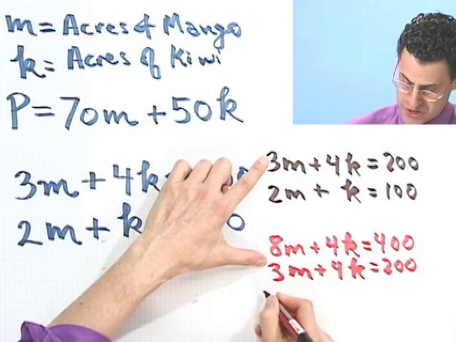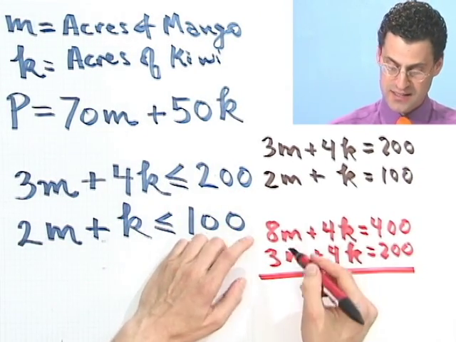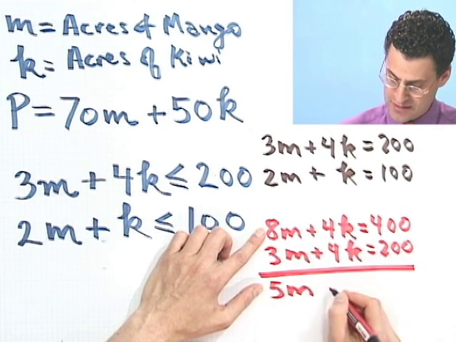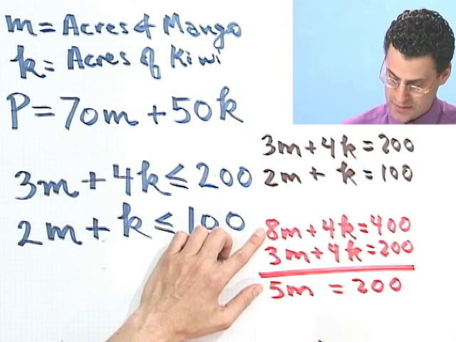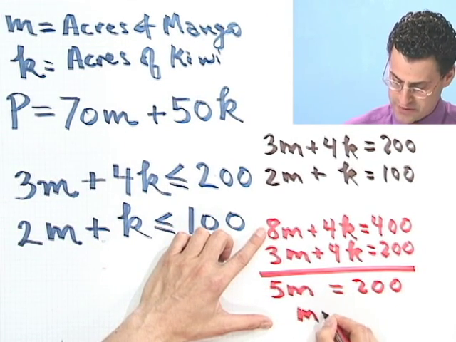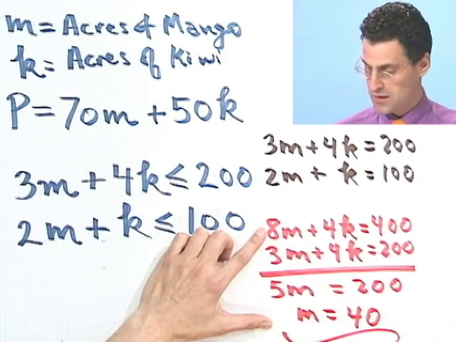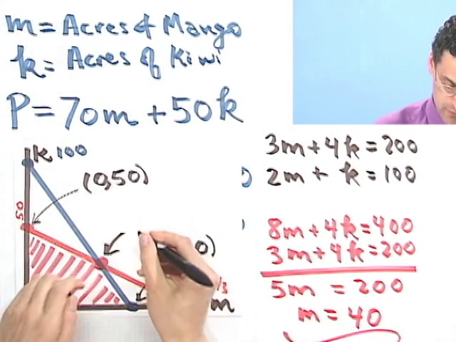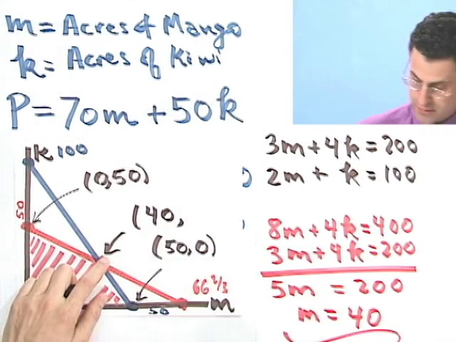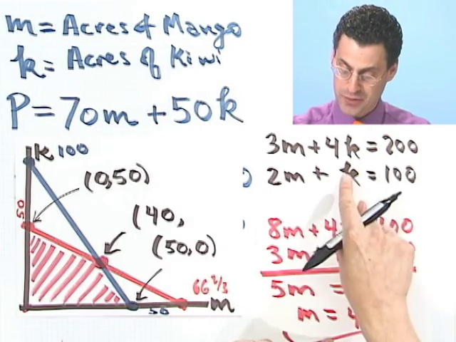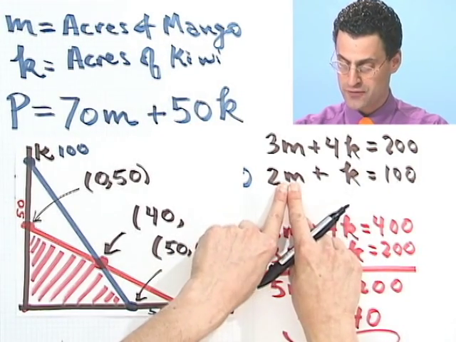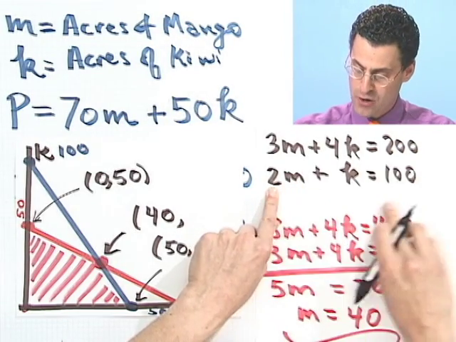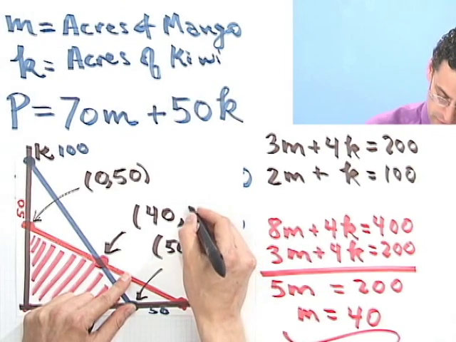I'm using the elimination method. And if I subtract, I see 8 minus 3 would be 5m. This drops out, and here I just see 200. And so what would this be? Well, m would have to be 40. So in fact, that intercept right here is where m equals 40. And so what's k there? Well, I just go back and plug in 40 in for here, for example. So 40 times 2 would be 80, and I would bring the 80 over, and I'd see that k would have to be 20. So I now have all the points.